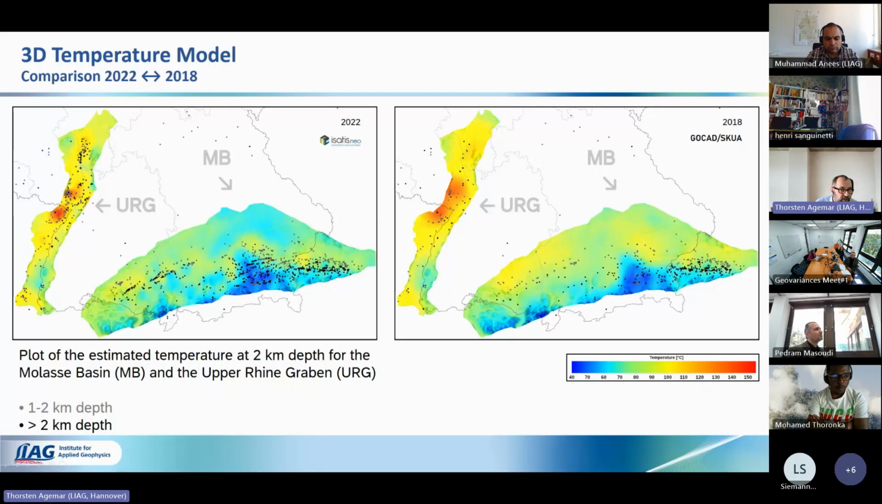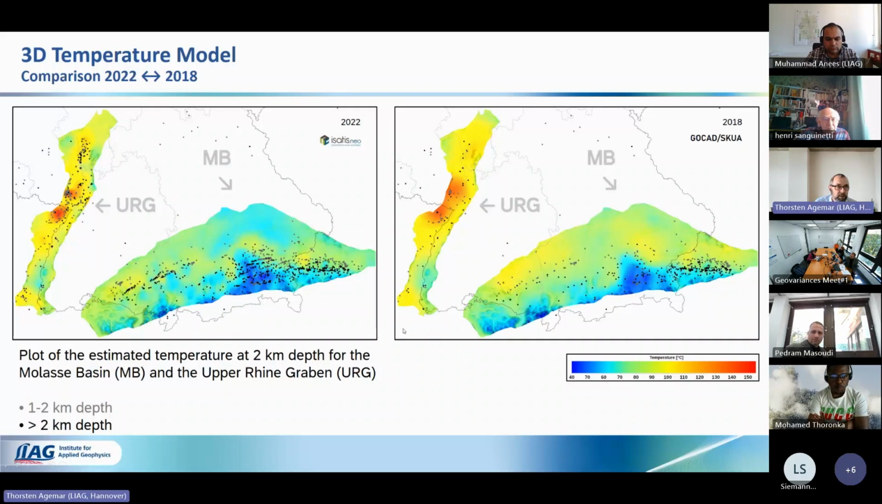I forgot to mention the coloring. The gray dots refer to temperatures in the depth range 1 to 2 kilometers, and black is below 2 kilometers depth. So they are, of course, more meaningful.